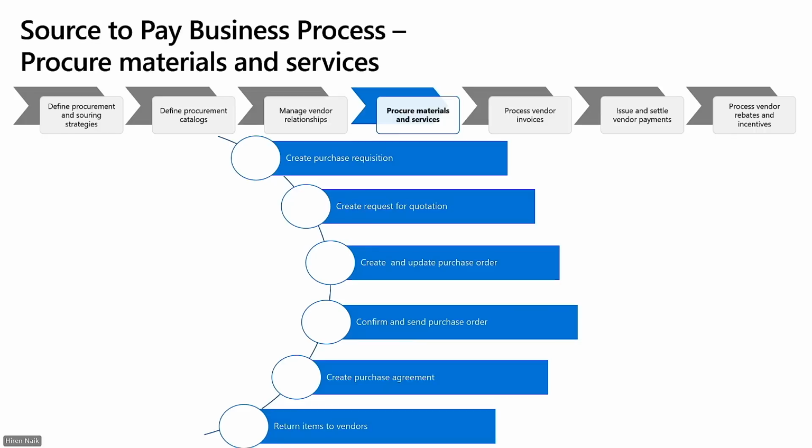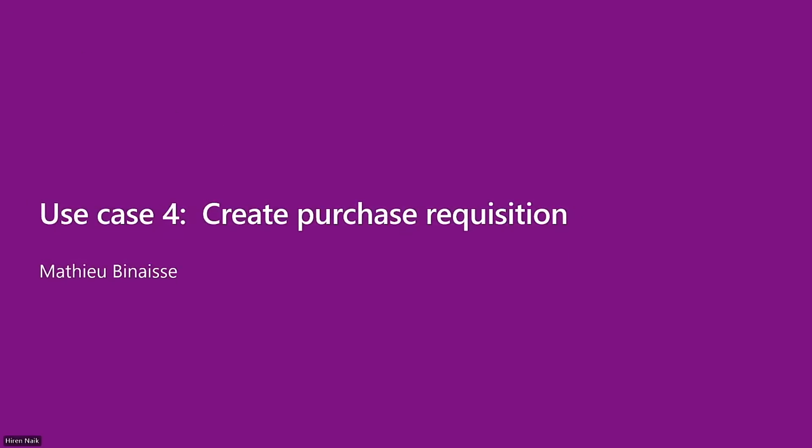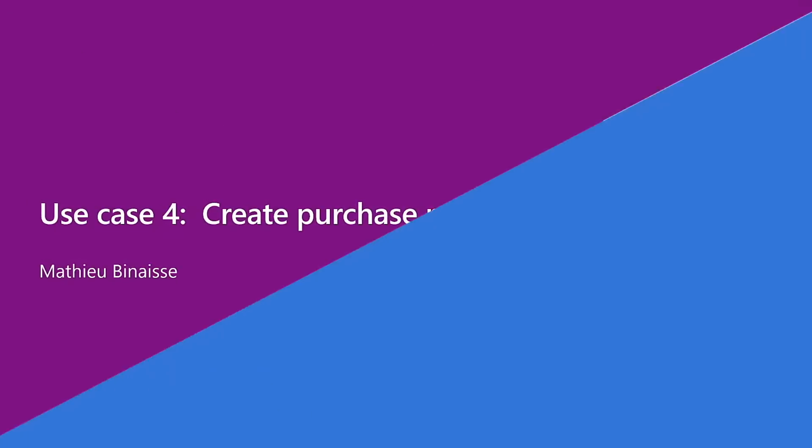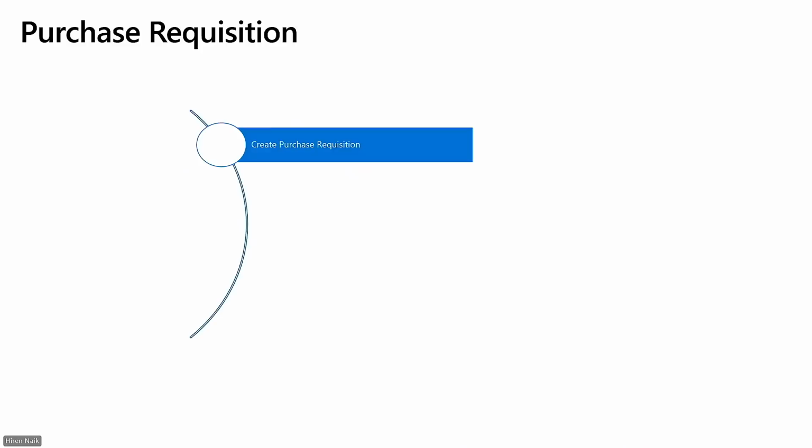Now let's look at the first process. Create purchase requisition. A purchase requisition is an internal document that authorizes the purchasing department to buy items or services. Depending on the setup of your organization, you can create purchase requisitions for products that your organization uses. A purchase requisition can be subject to a workflow, and the workflow can be set up as a single document for review or route each purchase requisition line for review.